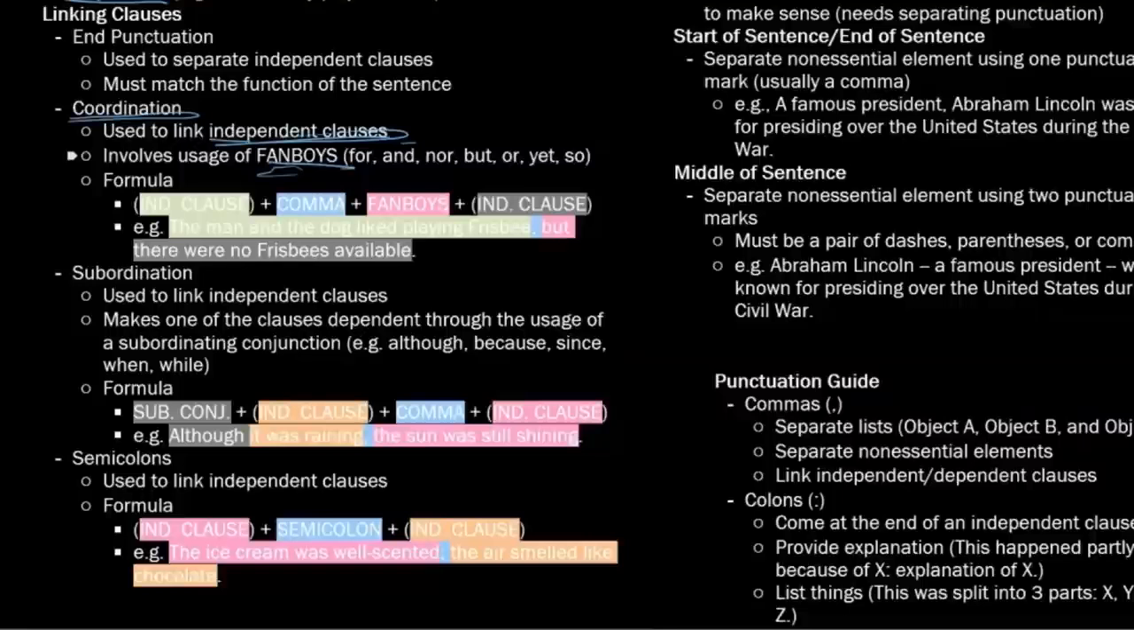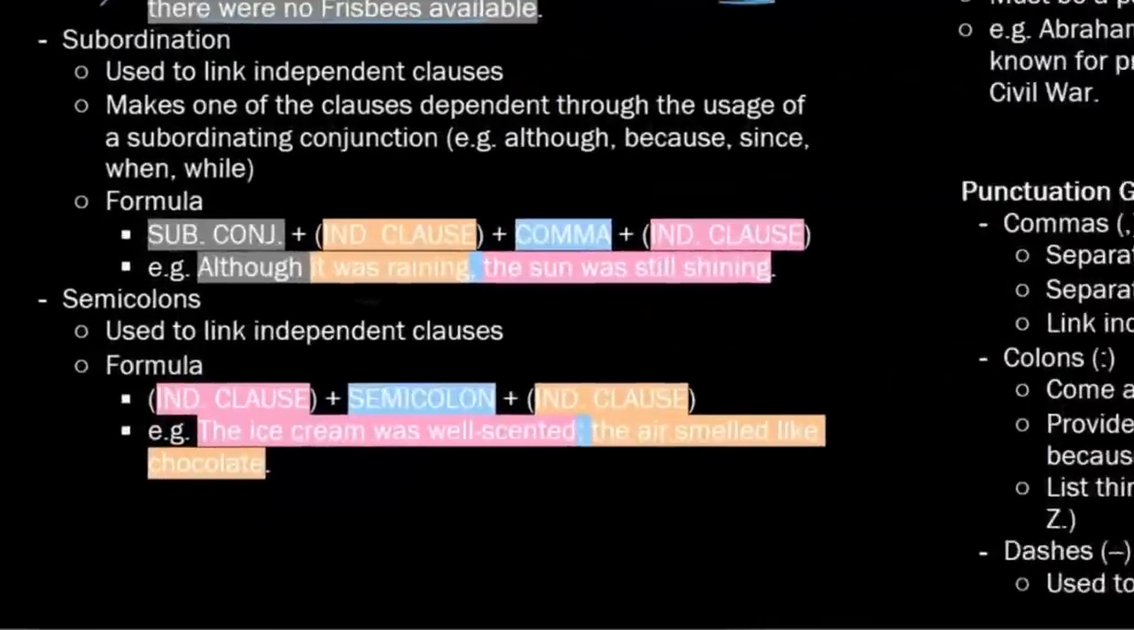Now, we're going to use this formula here. Okay, and you should memorize these also. Independent clause plus comma plus fanboys plus another independent clause. Okay, this is how you link using the coordination skill. So you have a first independent clause, then you add a comma, a fanboys, and another independent clause. So let's say we have our first here, this is an independent clause, comma, this is one of our fanboys, then another independent clause.